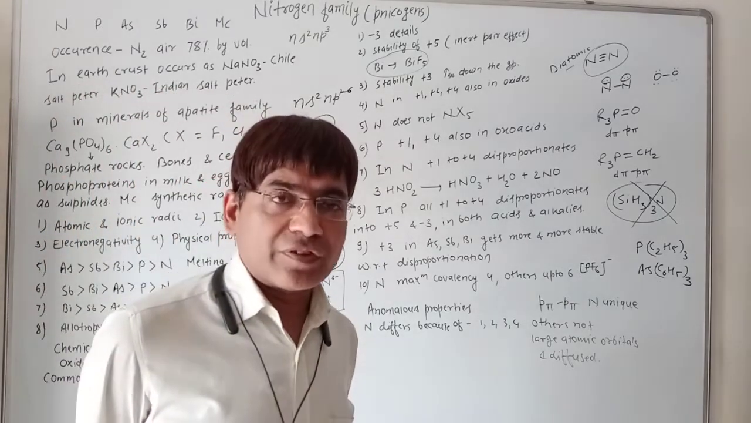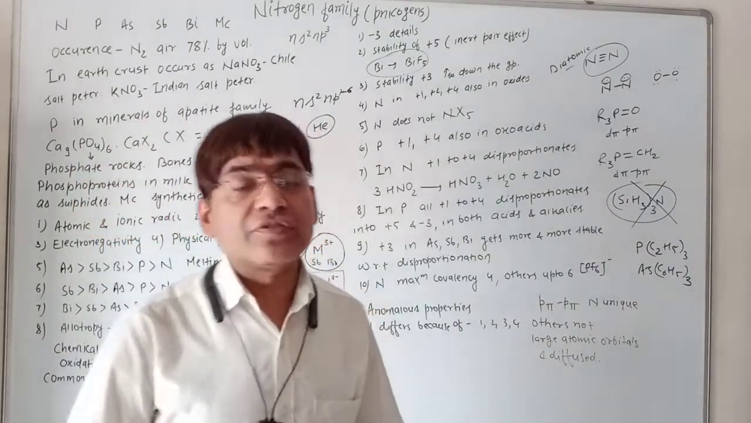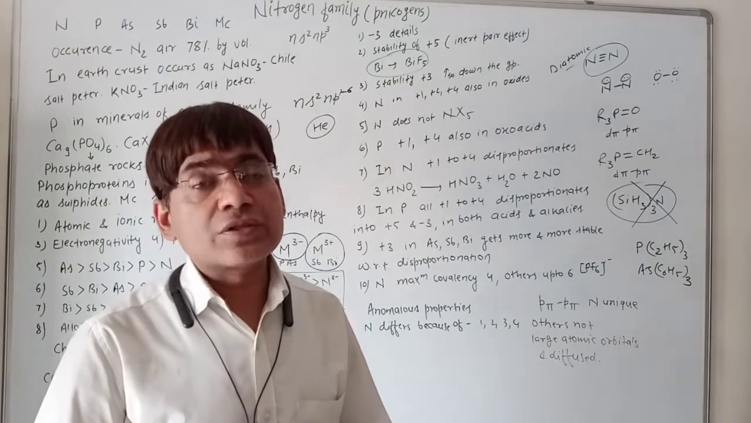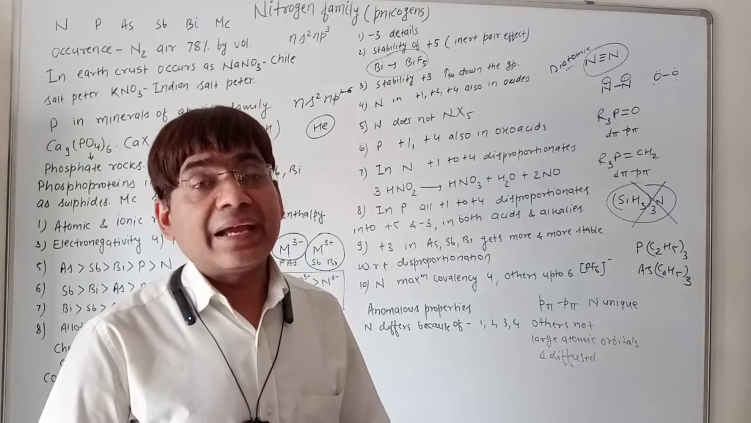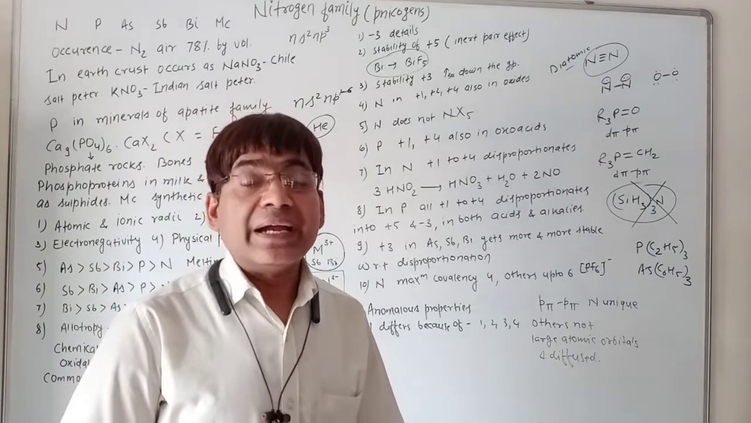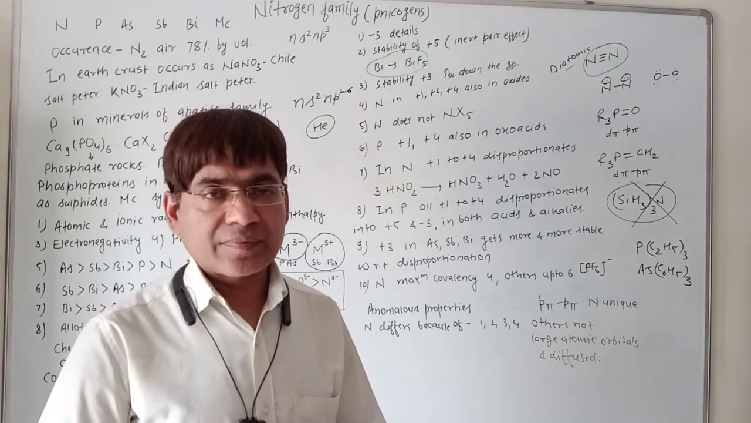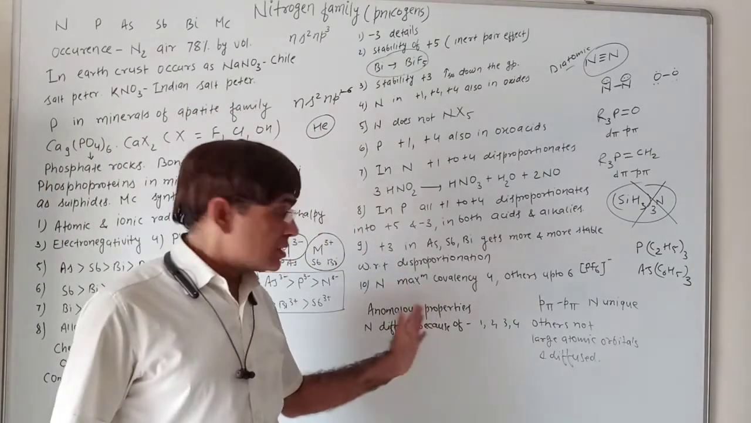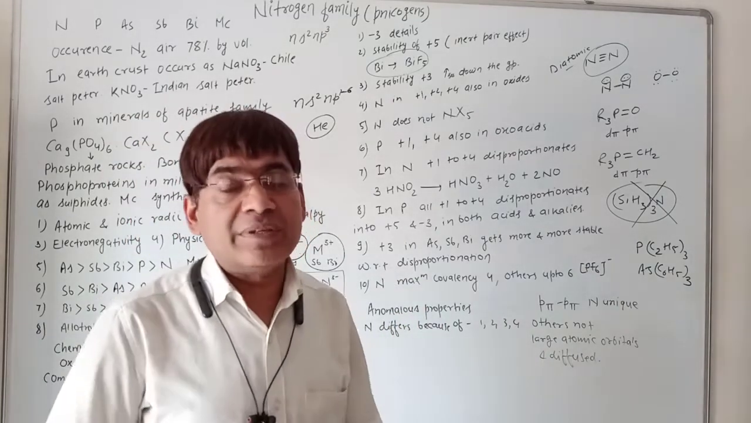Is it clear to everyone? The first member of each group shows different behavior. The reasons for the different behavior are small size, high electronegativity, high ionization energy, and non-availability of d orbitals. Now, on the basis of these reasons, we will see the unique properties nitrogen shows, one by one.